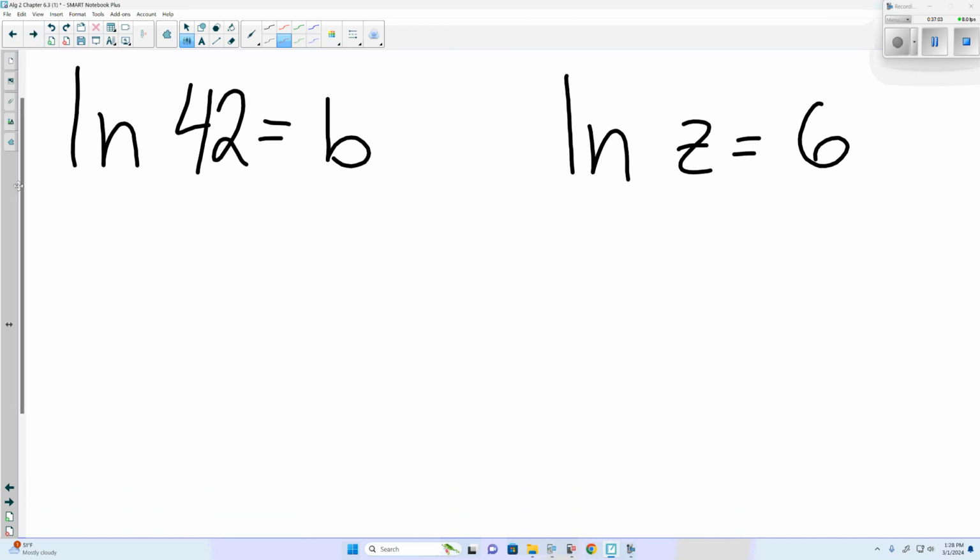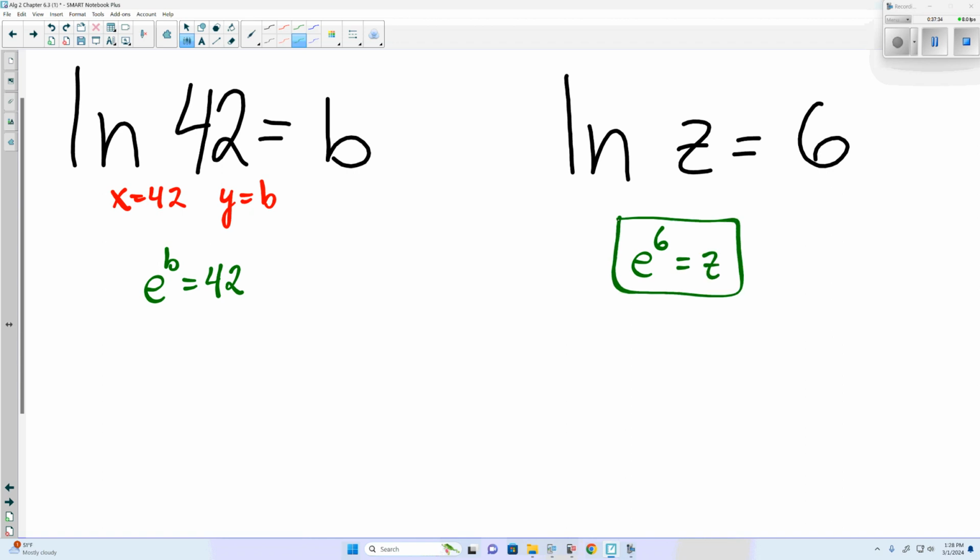Let's look at two more. ln of 42 equals b. x would be our 42, y would be our b. So e to the b equals 42. And the last one that we're going to do today, we would have e to the 6 is equal to z.